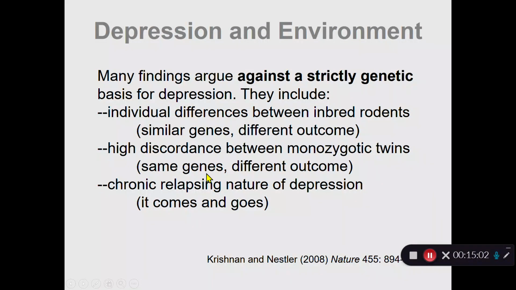Finally, the chronic relapsing nature of depression. It comes and goes even in the same individual, same person, same environment. The same kind of situation can make that person depressed one time and not the next time. So the relationship between depression, susceptibility to depression, and genes is complicated. It's shaky. Yes, there's a genetic component, but it's only maybe half the picture. The environment is the other half.